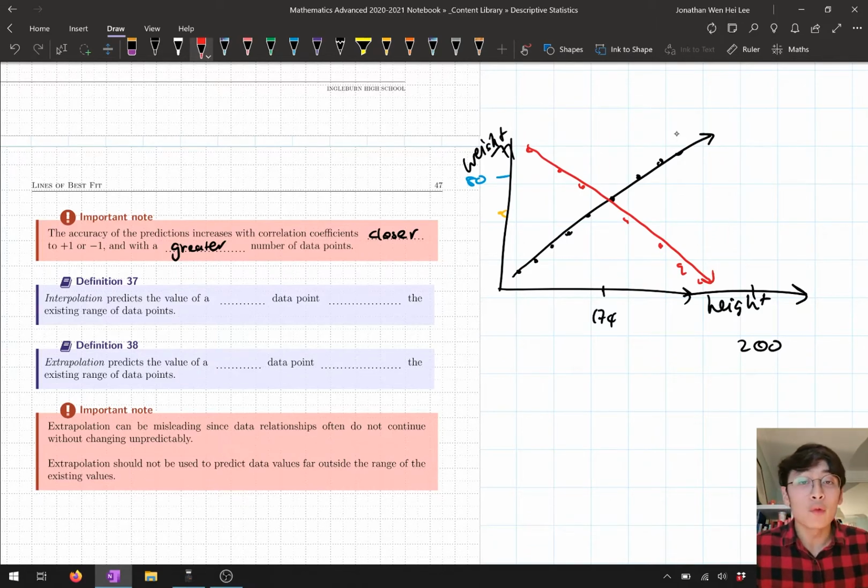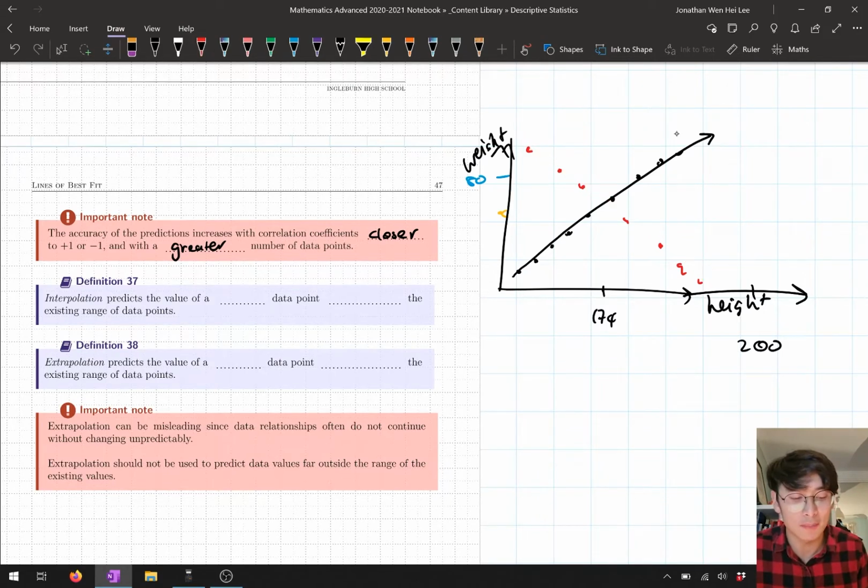And so if I have a particular data set which has a correlation coefficient close to 1, that means that my least squares regression line is going to be super accurate in telling me those pieces of information. The other thing is, the more data points I have, the easier it is to get a better reading as well. So that's what this first point is saying.